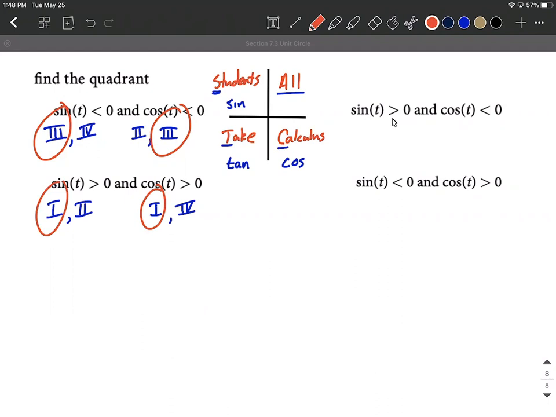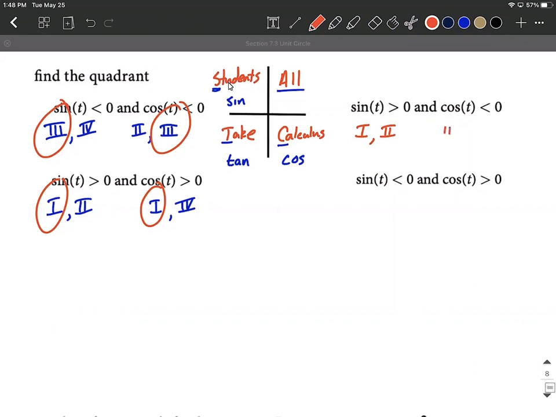All right, next, sine's positive. Sine's greater than 0. Again, that's going to be first and second quadrants. But now we have cosine is less than 0. Cosine is going to be negative. Well, it's positive in the first quadrant, negative in the second quadrant, and negative in the third quadrant. Back to positive in the fourth quadrant. So what do they have in common? Well, they have the second quadrant in common. So we'd answer second quadrant.